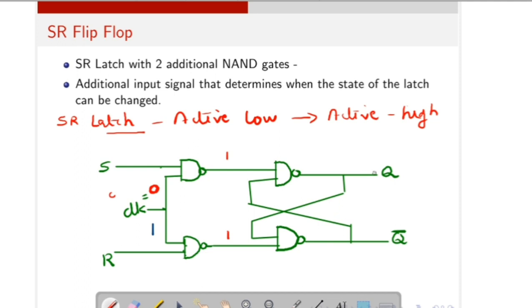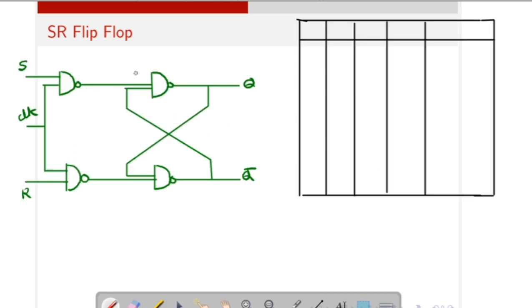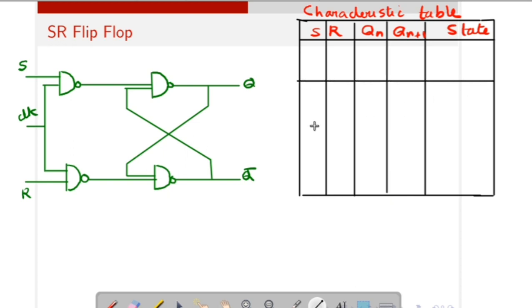Next we can discuss the operation of this SR flip-flop with the help of a truth table. So this is the circuit of the SR flip-flop. Then here we have the characteristic table. This is called the characteristic table. The columns are S R, Qn, Qn plus 1 and state. The SR inputs may be 00, 01, 10 and 11.